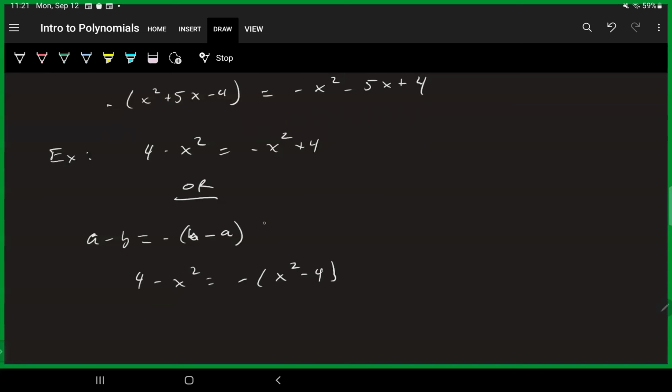And if you want to verify, you can distribute the negative, and you'll get what you started, because negative x squared plus 4 is 4 minus x squared. So we're going to revisit that later, but I figured it'd be a good time to point that out now.